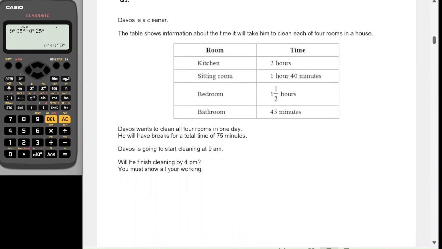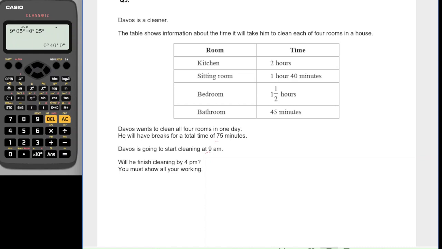So question 5, Davos is a cleaner. The table shows information about the time it will take him to clean each of 4 rooms in his house. Davos wants to clean all 4 rooms in one day. He will take a break of 45 minutes. Davos is going to start cleaning at 9 AM. Will he finish by 4 PM? So let's just work out his time.